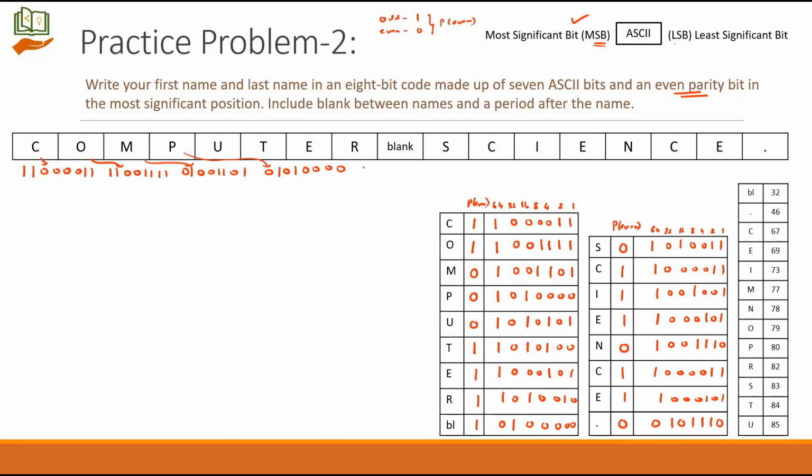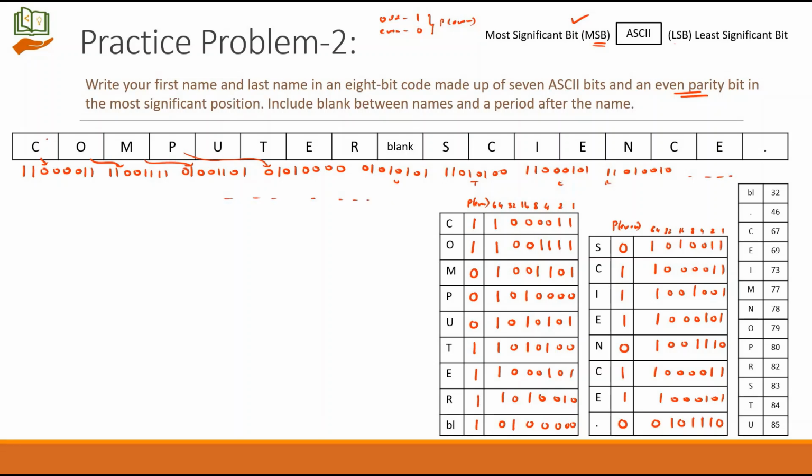Then for U, you have to write 0 1 0 1 0 1 0 1. This is U. For T, 1 1 0 1 0 1 0 0. Just till computer I will write. Then for E, it is 1 1 0 0 1 0 1. Then R, it is 1 1 0 1 0 0 1 0. You have to write computer, then the blank, then science, then the period.